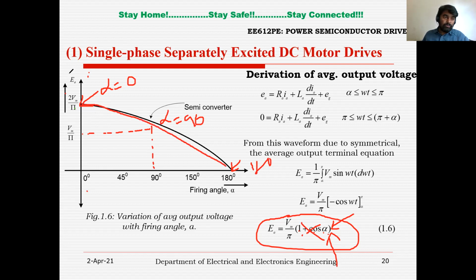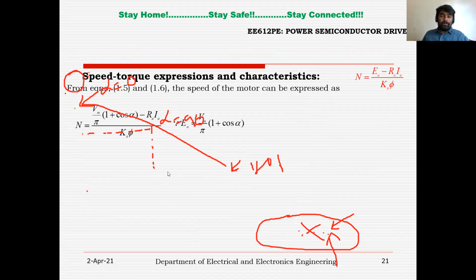So which means we are decreasing E, the average output voltage across the load, by increasing the firing angle. You can see here it is this much, here it is half, here it is completely 0, right? So now let us go for the basic equations which were derived in the last slides.